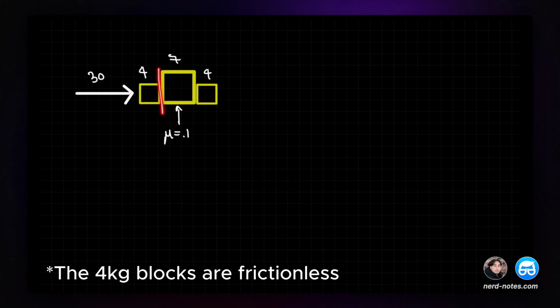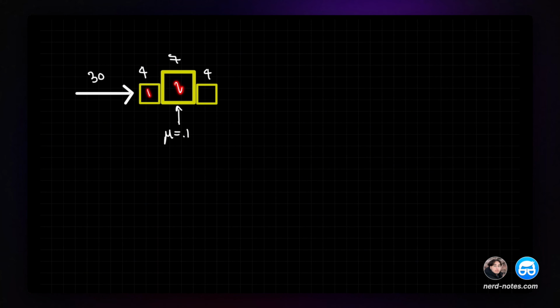Let's find the normal force between block 1 and block 2. So let's call this M1, and let's call this M2, and we can even call this M3. So we want to find the contact force, aka the normal force, between M1 and M2.